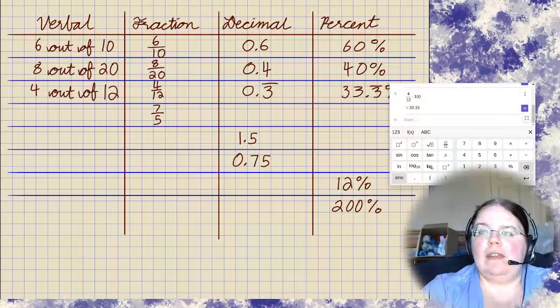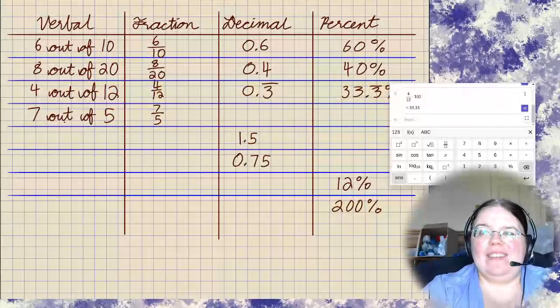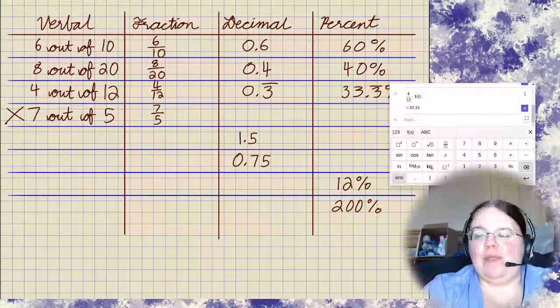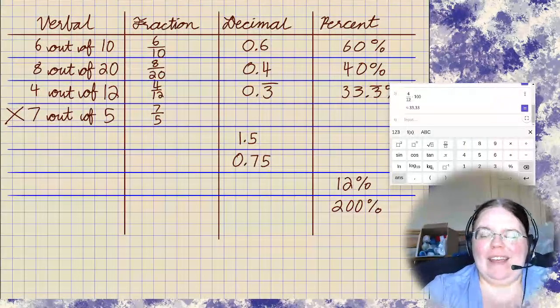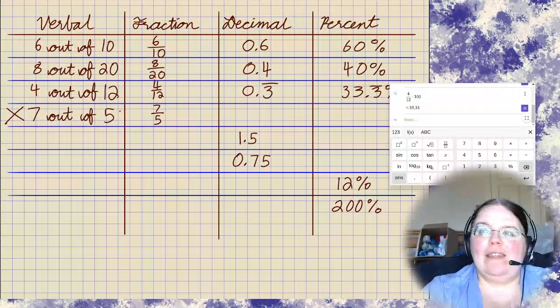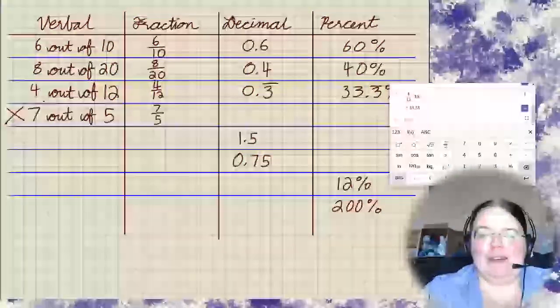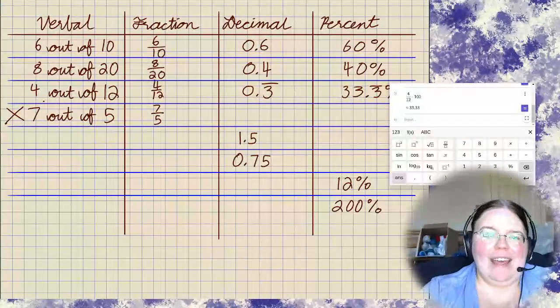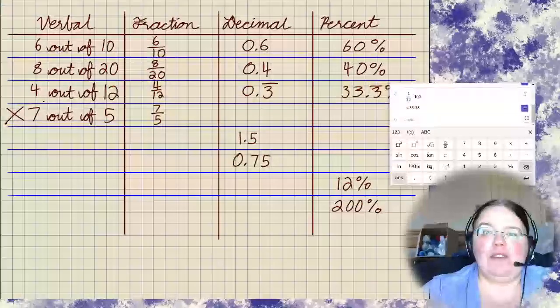Our next problem is 7/5, which if we express that in verbal form, that would be 7 out of 5. Now, the problem with this is that's not actually a possible part out of whole relationship. There would have to be something else going on for that to be a ratio that exists in the real world. It couldn't be that there's a group of 5 and 7 of them have a particular trait. That's not a thing. If you don't believe me, show me 5 rocks, of which 7 of them are the same color.